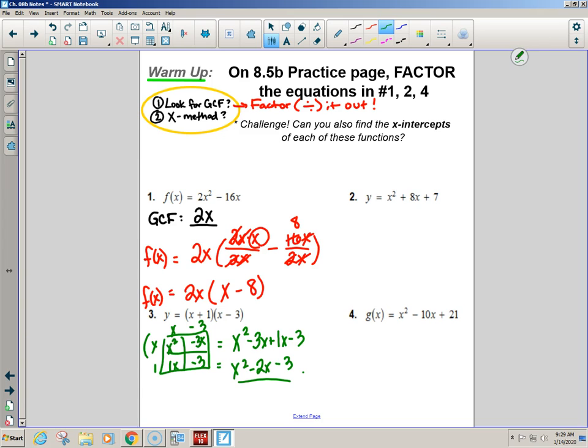Okay. Hang in there. If it's a trinomial, we use the box. If it's a trinomial, we use the x method. But guys, we were done as soon as we took out the GCF. There's no trinomial. We're done, done, done.